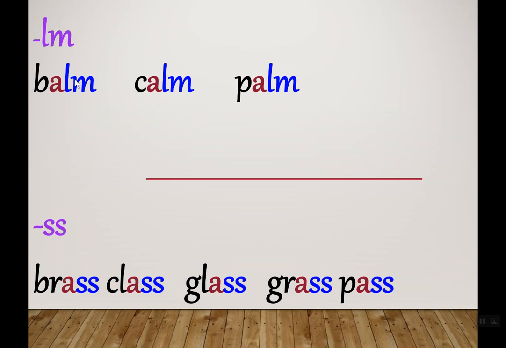Take a look at these words. Let's pronounce them. Balm, calm, palm. After A, we have the consonant cluster LM. But please note, L is silent. Balm, calm, palm. L is silent.